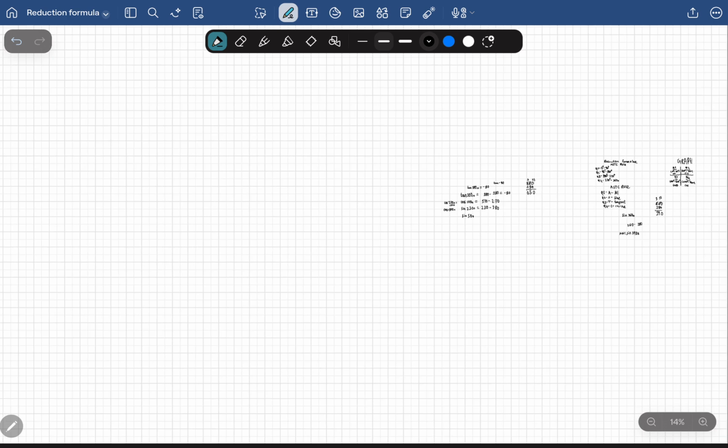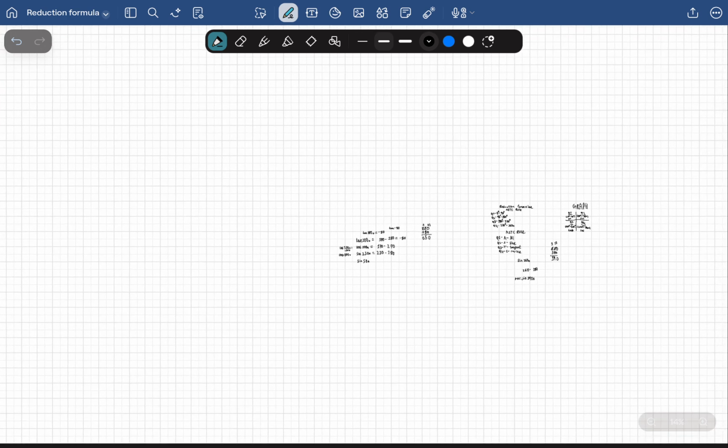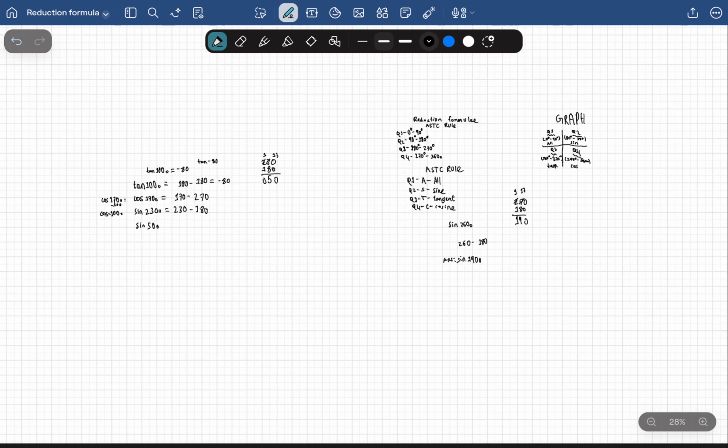Now we just covered what the reduction formula is, and how even something as hard as reduction formulas can be broken down with rules like the ASTC rule.